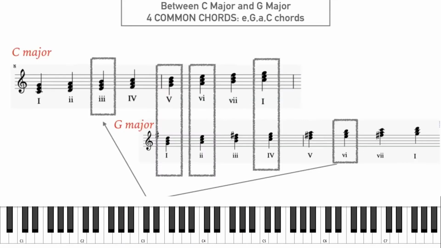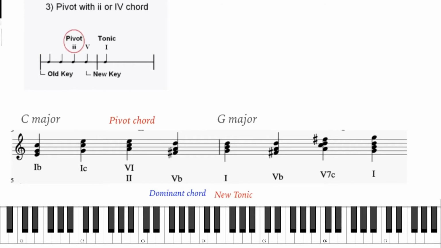Okay, next one, between C major and G major we have 4 common chords. They are E minor, G major, A minor, and C major. Okay, 4 chords, remember them. And then in this example I am using the A minor chord, which is in C major. Note A is counting from C, 1, 2, 3, 4, 5, 6. In C major this is chord 6, but in G major this is chord 2. So if I start counting from G, A is the second note. Of course, this is chord 2.